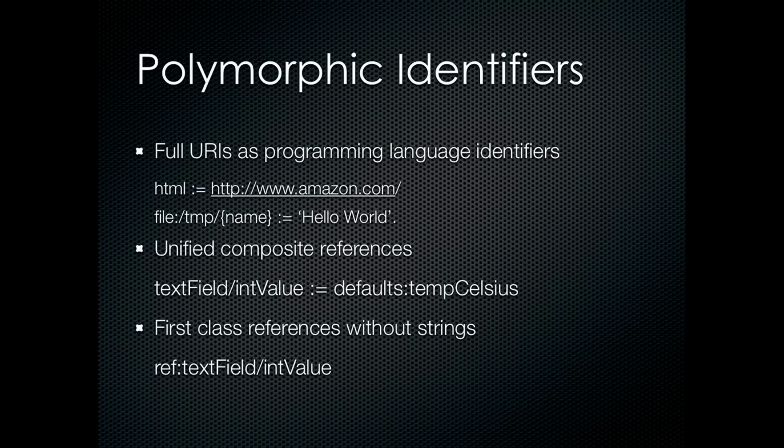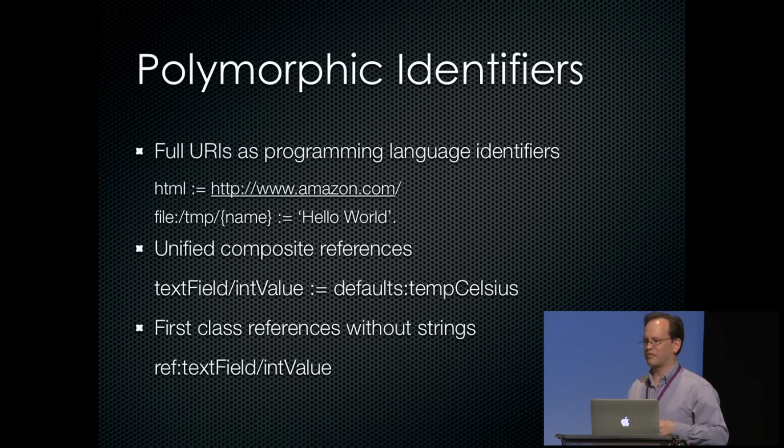For data access, we have polymorphic identifiers, which are essentially just URIs in your program. So all of these are really examples of actual things you can write in your program. The local variable HTML is http://amazon.com. It'll fetch that and put it in there. If you want to save something to a file, again, that's just a simple expression. You have composite references that are integrated into the language, so text field int value, assign that something from the defaults database. Why not?